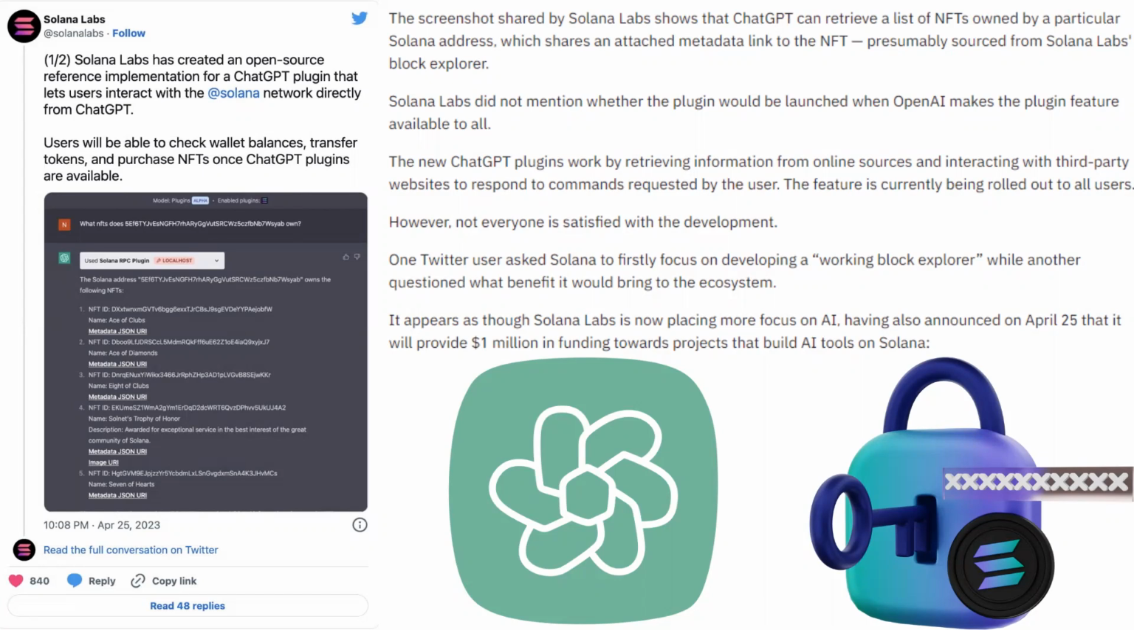However, not everyone is satisfied with the development. One Twitter user asked Solana to firstly focus on developing a working block explorer, while another questioned what benefit it would bring to the ecosystem. It appears as though Solana Labs is now focusing more on AI, having also announced on April 25th that it will provide $1 million in funding towards projects that build AI tools on Solana.